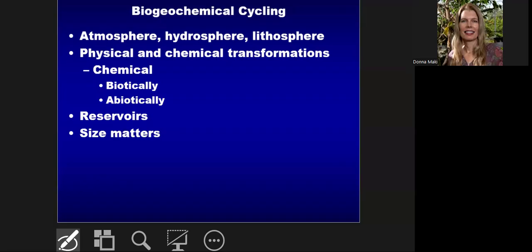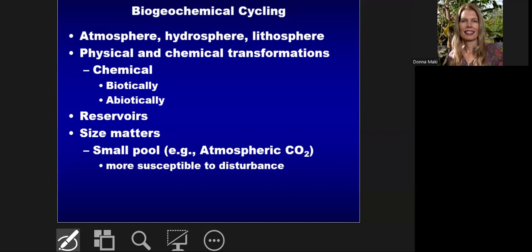And it's important to realize when you look at these different elements and think about how they're recycling, size matters. So if you have a small pool like atmospheric CO2, the concentration of CO2 is very small in our atmosphere. That means that when you have a small pool, it's easier to disturb it than if you have a large pool. So that's one reason why we see CO2 fluctuating like it is currently.